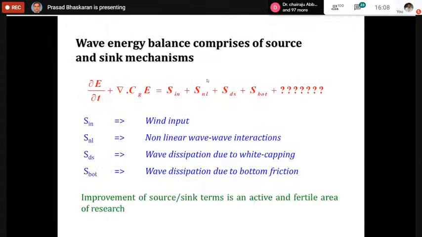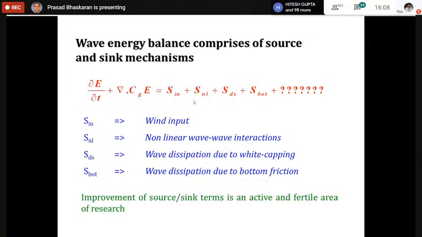Now let me come to the energy balance equation. This is how the energy balance equation looks. The left hand side is a differential equation in which you take the time variation of wave energy added to the spatial variation. This is a gradient operator, which can be expanded as del by del x plus del by del y. This is a dot product. Cg represents the group velocity of the waves, and E is the energy, which is a function of frequency, direction, position, and time.